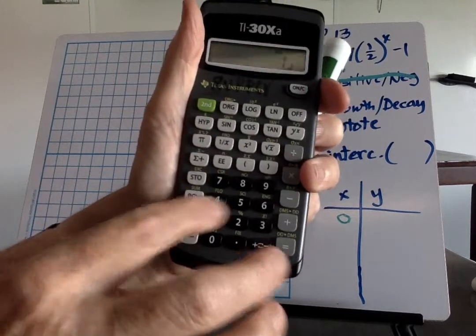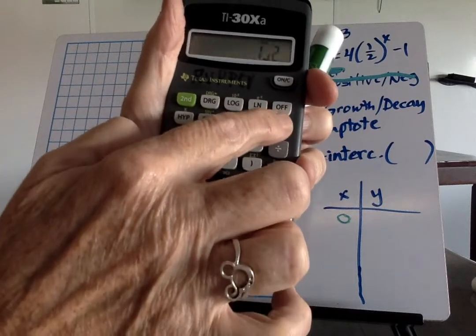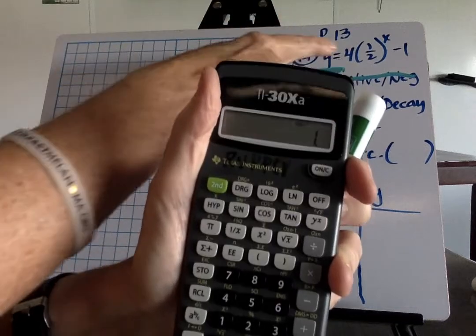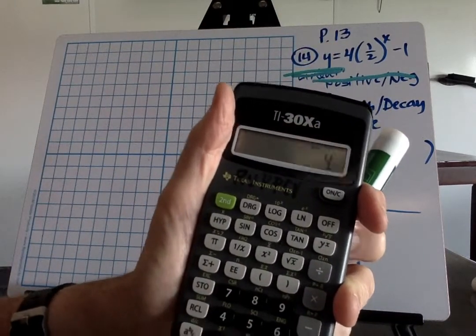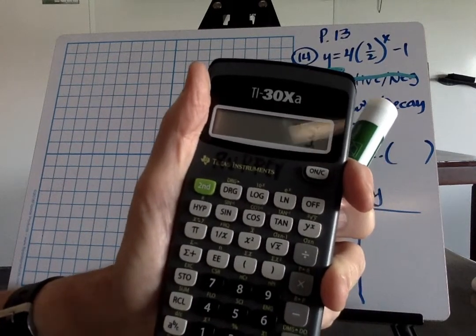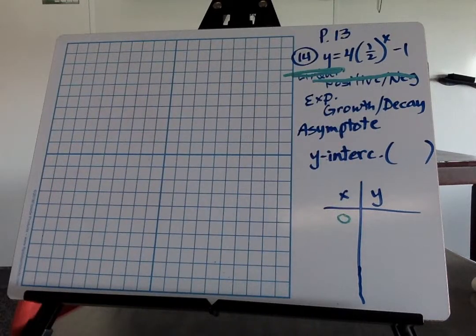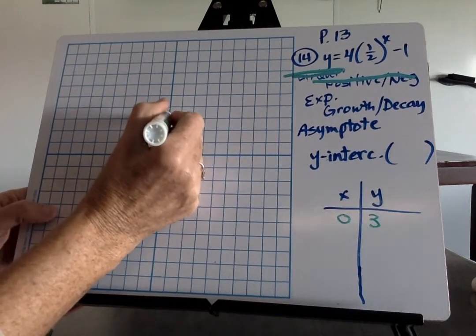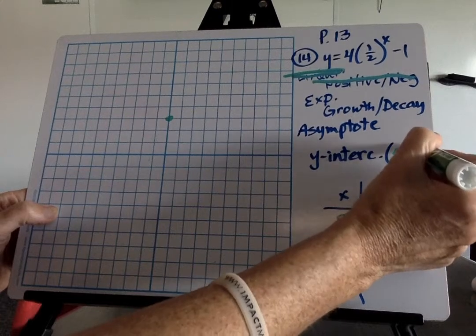1/2, 1, ABC2. Y to the x is my power button. Y to the x, 0, equals 1. And then order of operations says multiply. So I'm going to times that by 4, equals 4, minus 1 equals, and that's 3. Okay, so that becomes our y-intercept at (0, 3). So we also put it over here where it asks for our y-intercept.